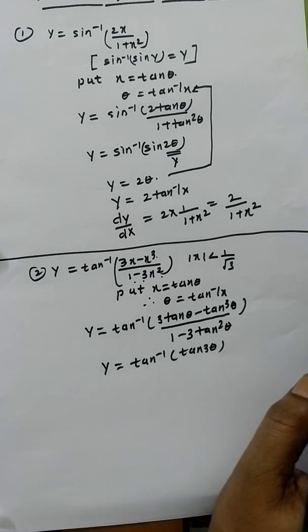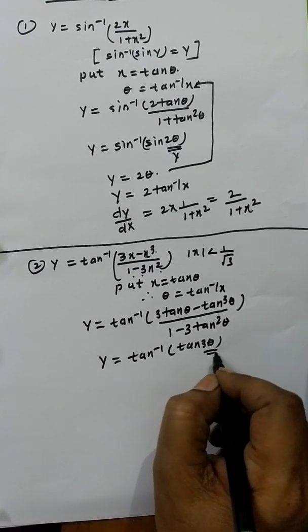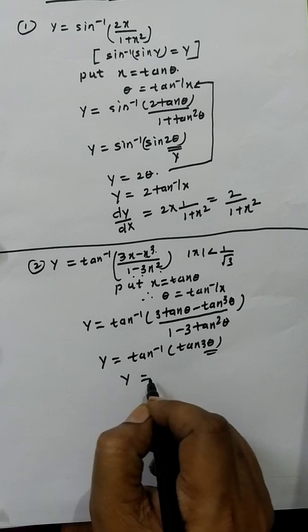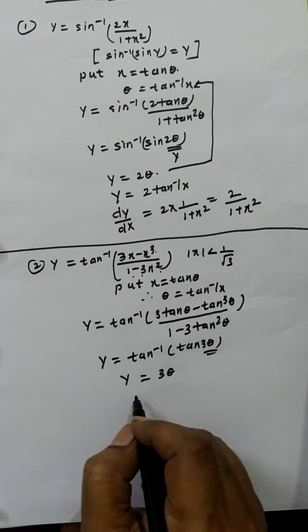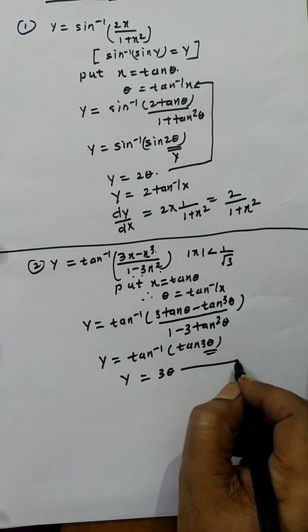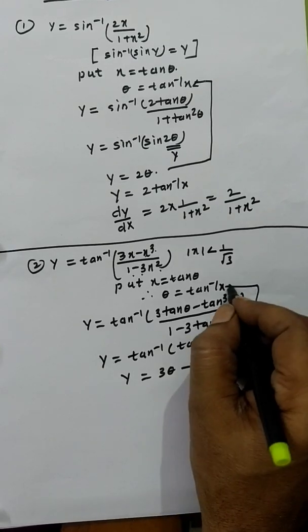Now again this is like tan inverse of tan y, where instead of y it is 3 theta. So we can write y is equal to 3 theta. But what is theta? Theta is tan inverse of x.